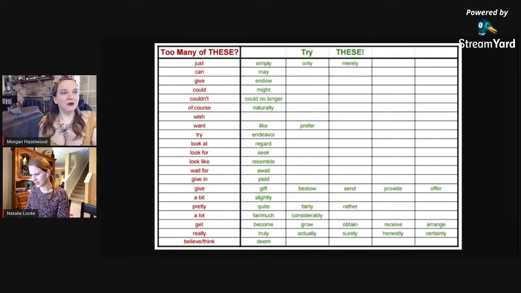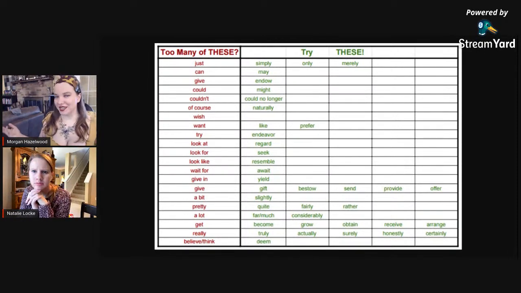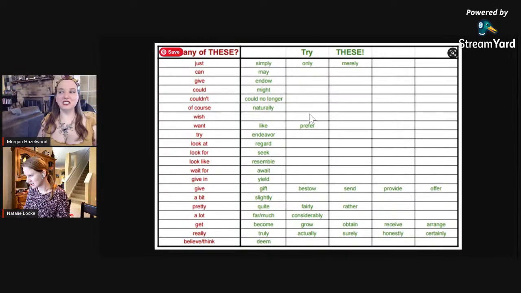And finally, we have "believe" or "think." Sometimes you want to deem something. Deem it necessary. Exactly. That sort of thing. So these are just suggestions, and these are things that I used in one of my stories just to try and get that modern knack out a little.